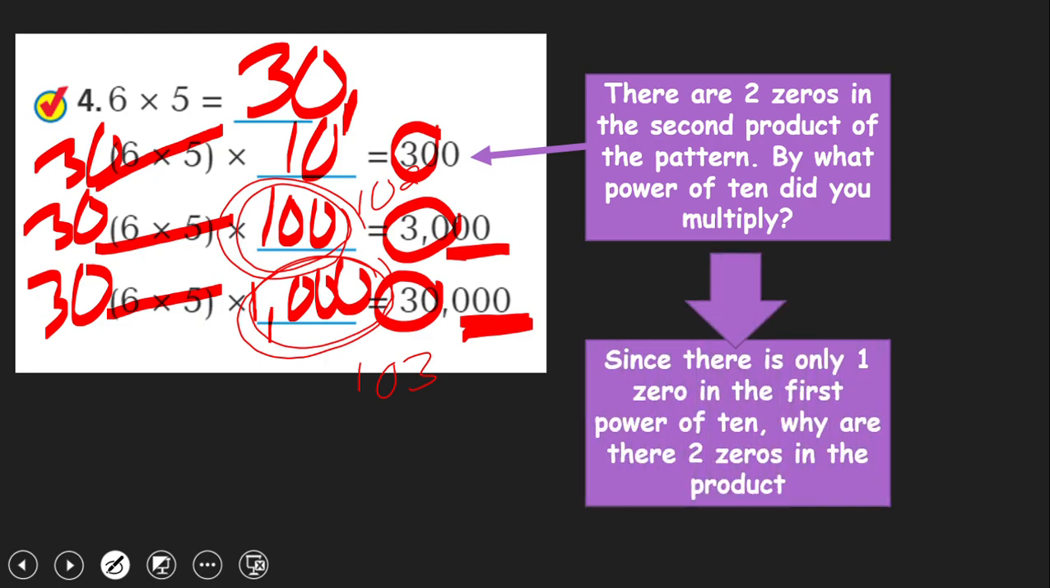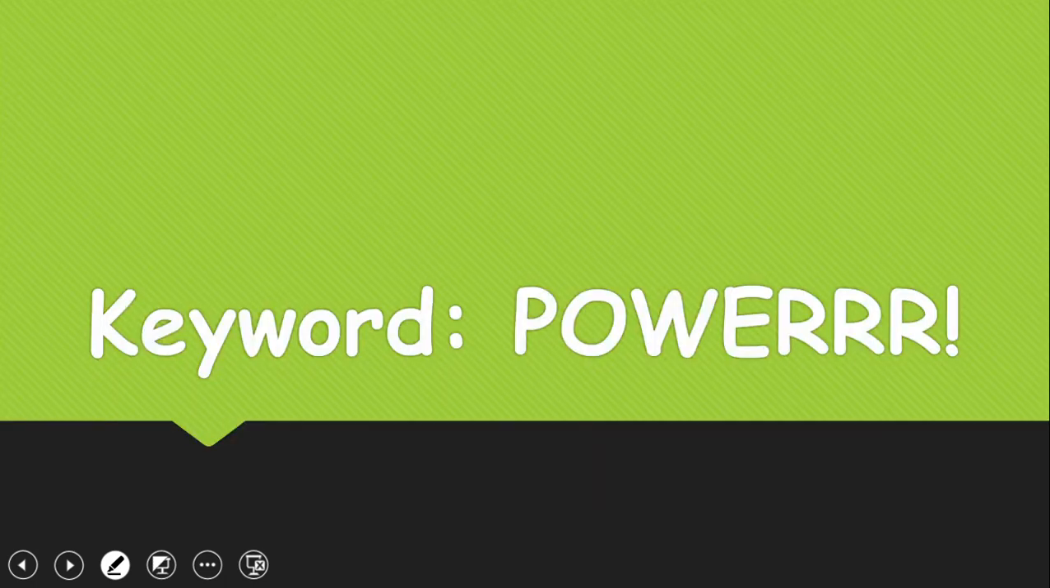Now my next question is, since there is only one zero in the first power of 10, why are there 2 zeros in the product? So kind of similar to how I previously been talking about, and I want to just reiterate it multiple times because it's really important. Even though this tells me 10 to the first power, we have 2 zeros because of this, because our basic fact has 30. Keyword is power. Please make sure to let me know whenever I ask you this in the morning tomorrow.